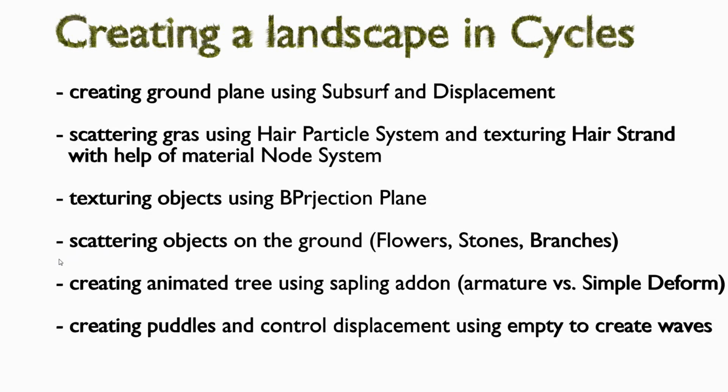We're going to create the animated tree, and there's the Sapling add-on. If you've done this before, you might know this add-on. It produces an armature as well, and you can parent the armature like you do with a character. You select the character, then you select the armature, and then you press Ctrl P to parent them, and then you can choose, for example, automatic weights.